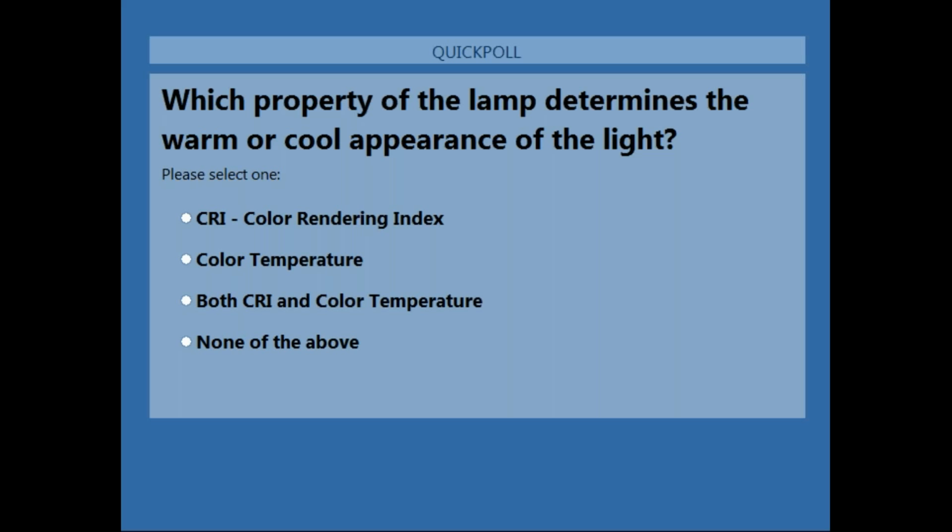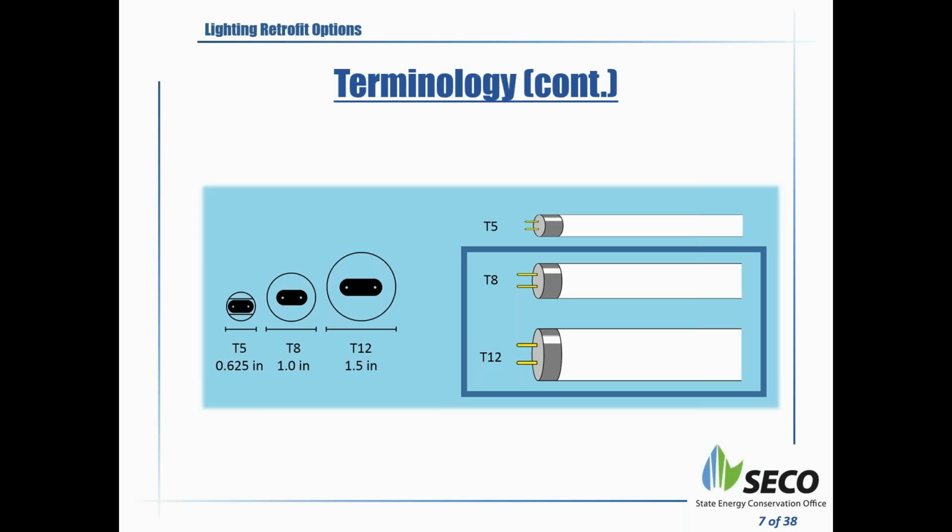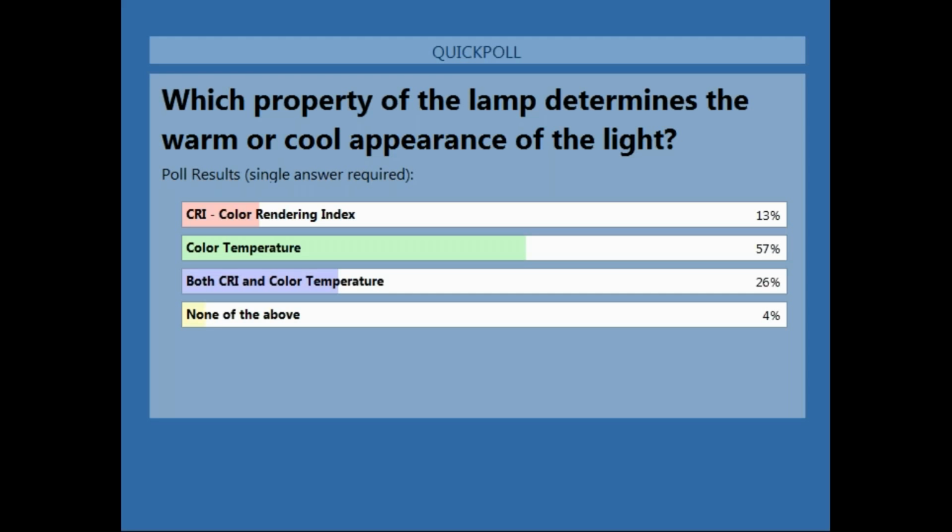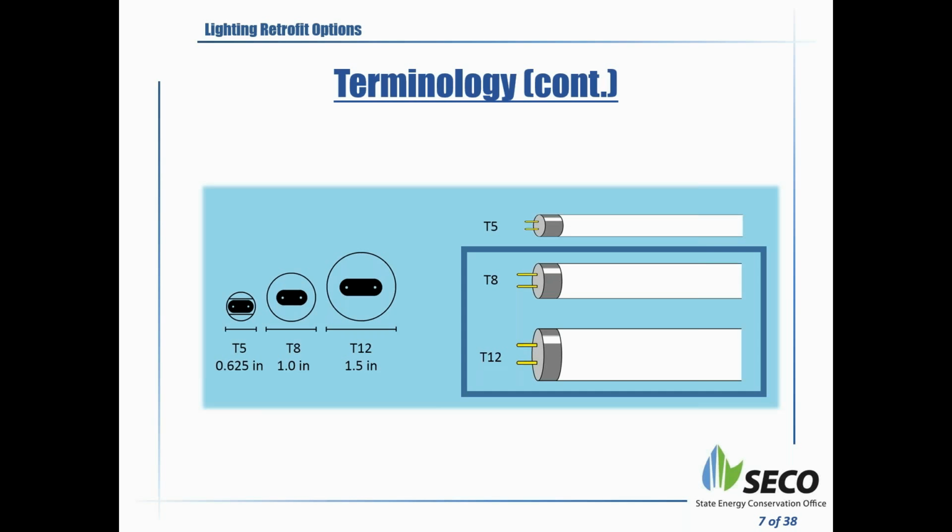So we have a poll up. Which property of a lamp determines the warm or cool appearance of the light? So I have the results of that. Looks like 9% say the color rendering index, 57% say the color temperature, 26% said both CRI and temperature, and 4% said none of the above. And the correct answer is the 57%, which is the color temperature. We'll go into a little detail in a little while.